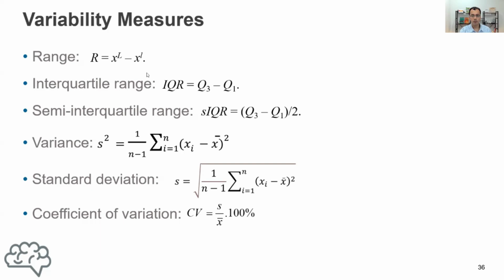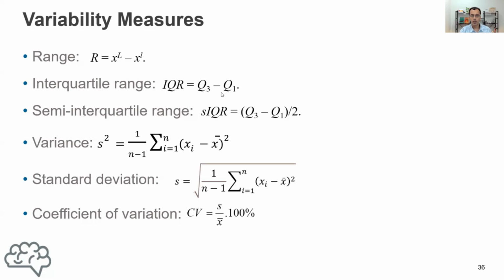Let's start with the mathematical description of each of the variability measures, and then we illustrate with an example. The range is simply the difference between the maximal value and the minimal value. The interquartile range is a measure of the spread of the center half of the distribution, and it is calculated by subtracting the first quartile from the third quartile.